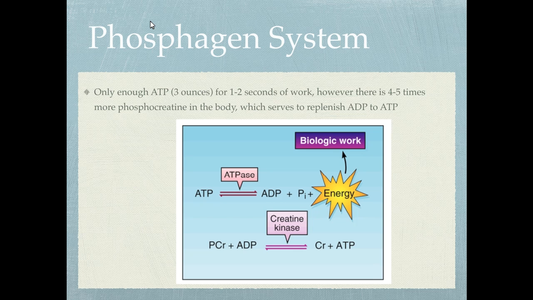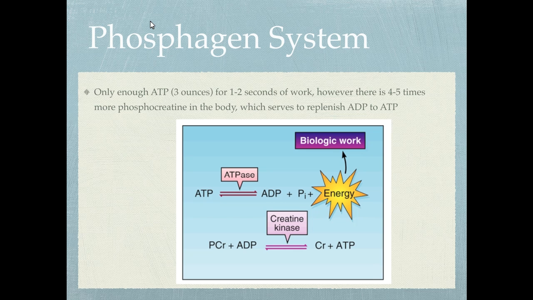So think about it. You have ATP. You break off a phosphate group. Now you have ADP plus a free phosphate and energy. Well, creatine phosphate, if you look at the graph below, donates its phosphate group to ADP. Now you have free creatine and ATP. So that whole process lasts about 10 seconds.